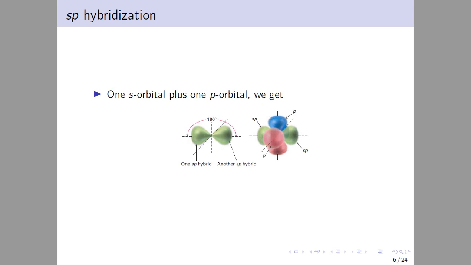For sp hybridization, we have one s orbital plus one p orbital, so we are going to get two sp. This one sp and one sp, and we have this p orbital and this p orbital. Here you can see that the angle is 180 degrees between an sp and another sp orbital.